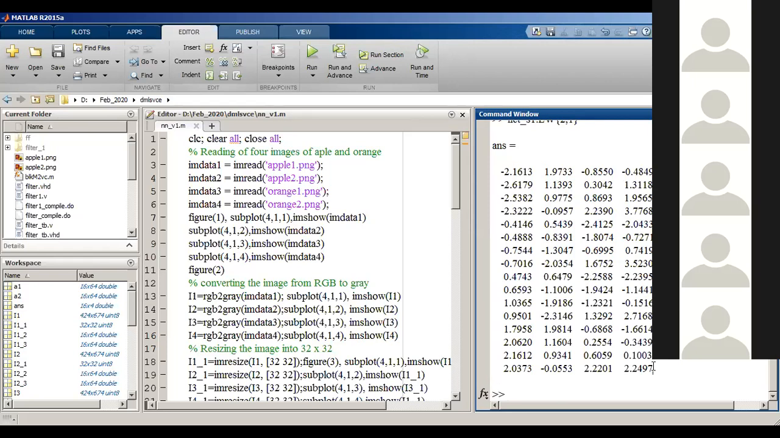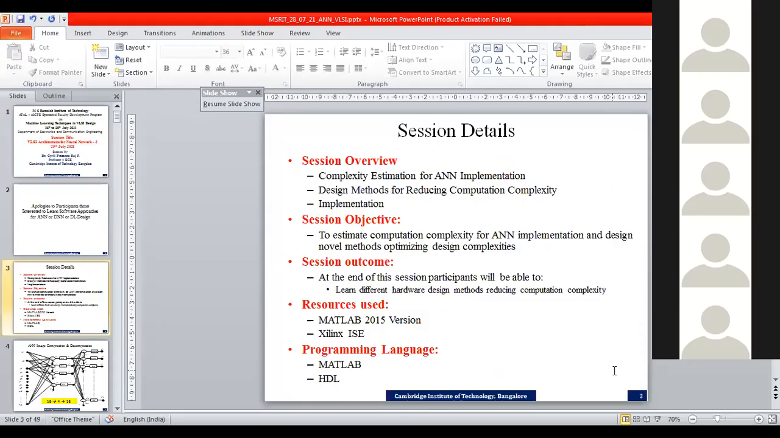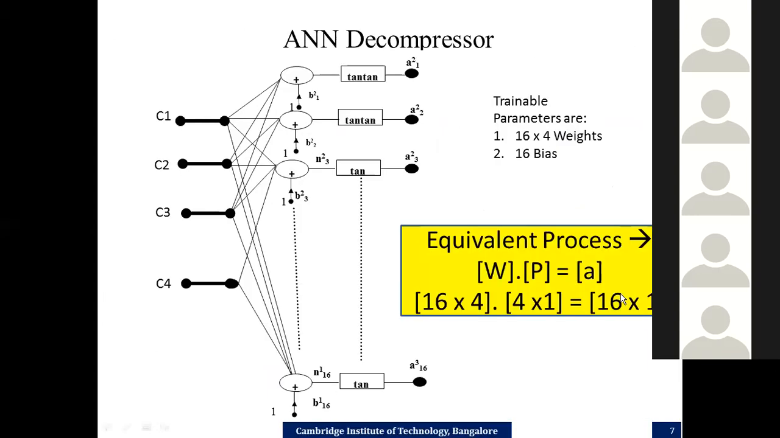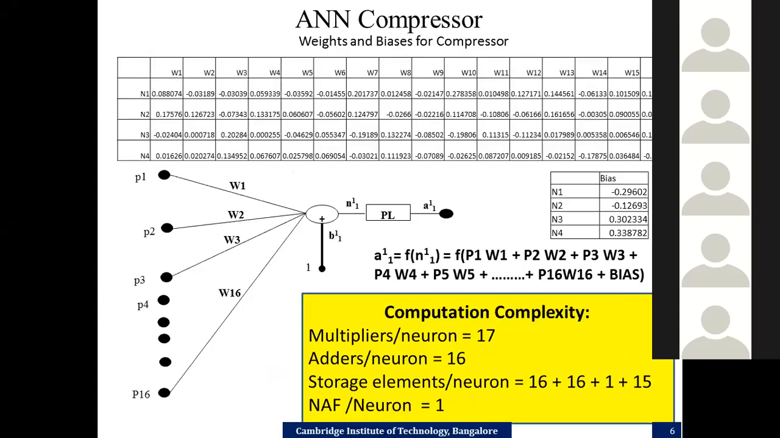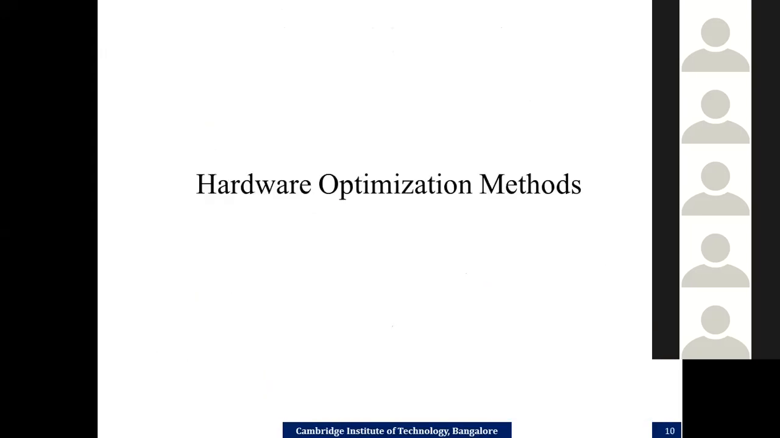So now I have taken this and I have used that for training the network, which I have already shown. These are the weights and biases that I have taken from the network. Now we are talking about the hardware implementation.